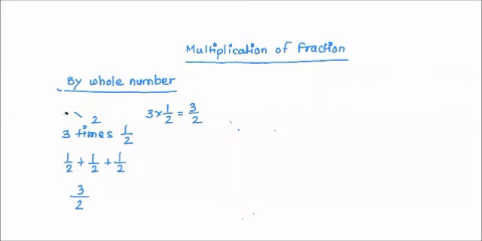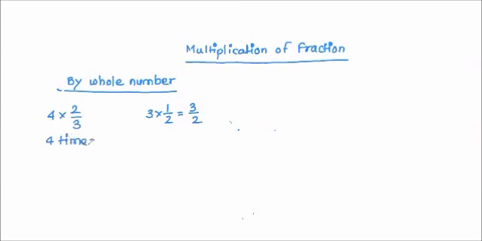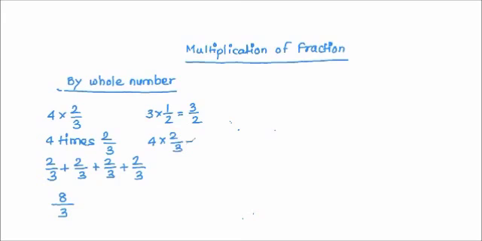Let's take some other number. 4 multiplied by 2 upon 3. So it is 4 times 2 upon 3, which is same as, and that is equal to, as 3 is the denominator in all the fractions, the answer denominator remains same, 3, and numerators are added: 2 plus 2 is 4, plus 2 is 6, plus 2 is 8. So it is 8 upon 3. So that means 4 into 2 upon 3 is equal to 8 upon 3.